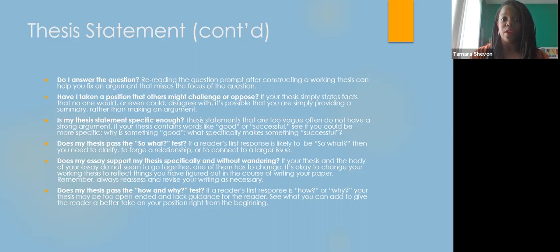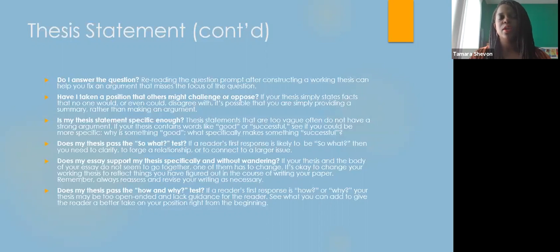Is my thesis statement specific enough? So thesis statements are too vague sometimes, and they don't seem to have a strong argument. You want to make sure that it's specific enough that you're going to be able to prove something that's meaningful about what you were trying to prove in your essay. So you don't want to use words like good or successful. You want to use more specific words that are going to prove things wholeheartedly on one side of the argument.